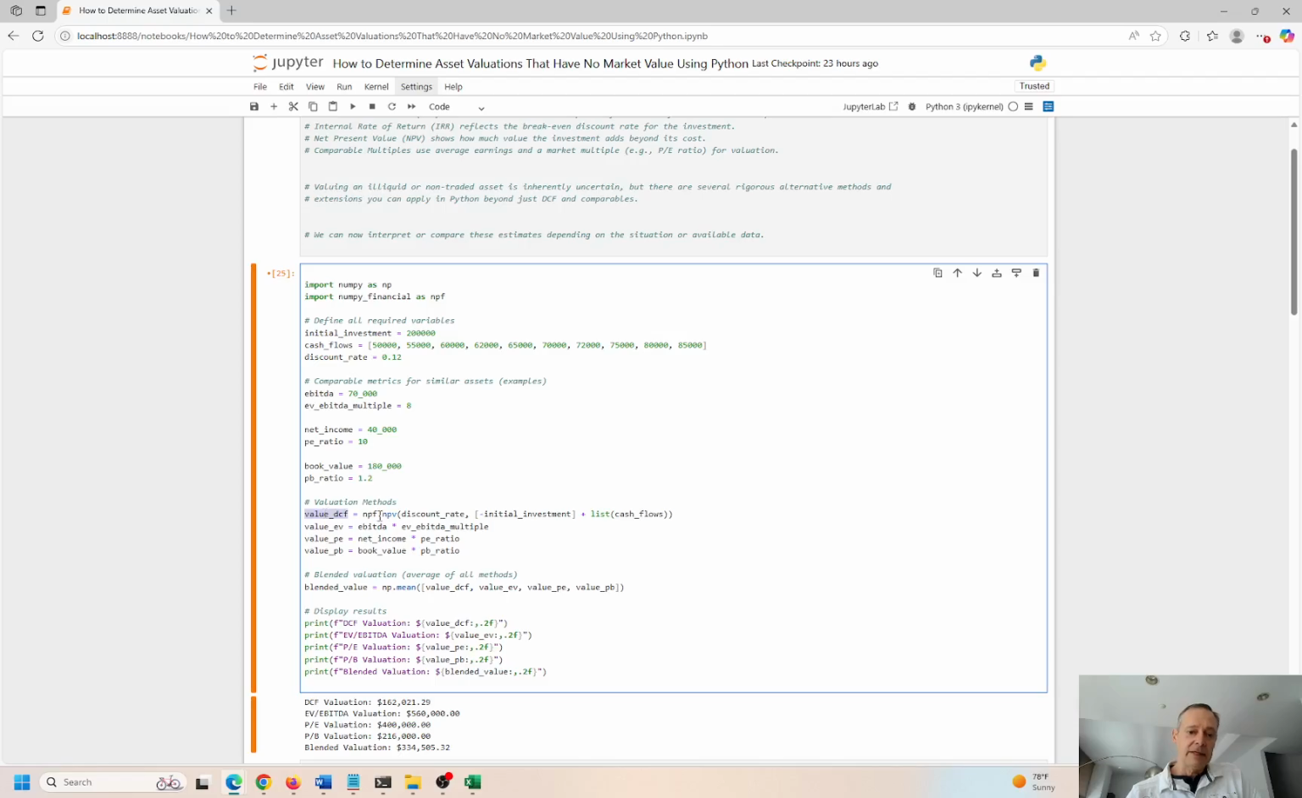So valuing the DCF is the net present value of the discount rate, the initial investment, and the list of cash flows. You can tell this is a list because it has square brackets around it. Value the PE and the price to book and the EBITDA. So we get these values down here. And then the blended value would be the mean of all of these over here. Okay, so we have the DCF valuation.